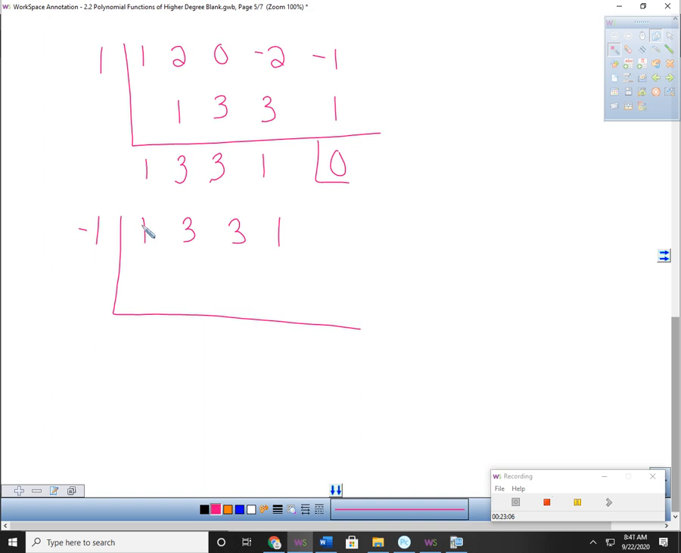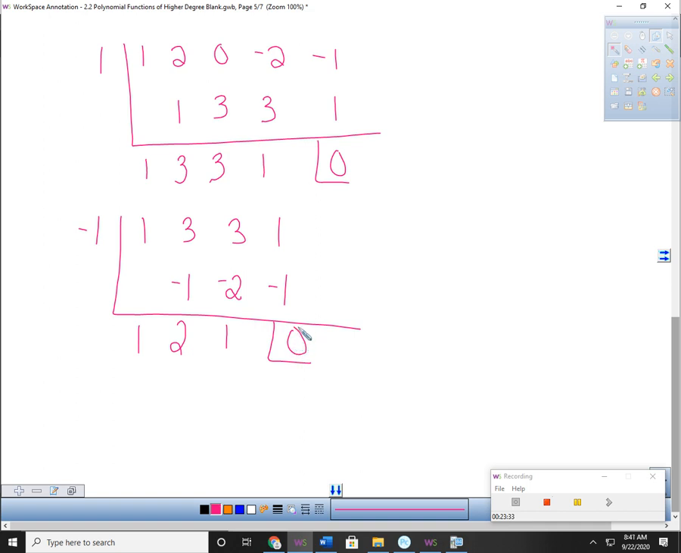Same process. So I drop the 1. 1 times negative 1 is negative 1. Plus the 3 gives me 2. Times the negative 1 is negative 2. Plus 3 gives me 1. Times negative 1 is negative 1, which gives me a remainder of 0.